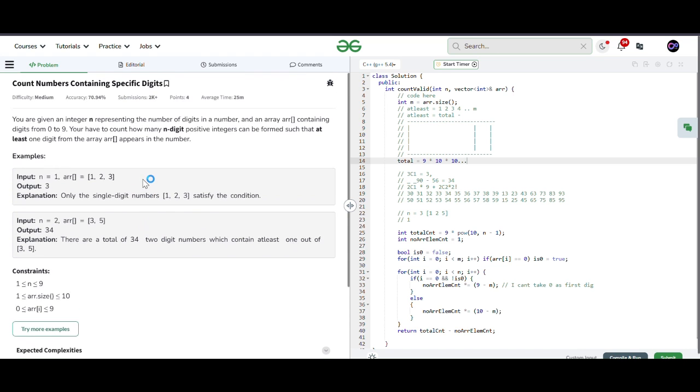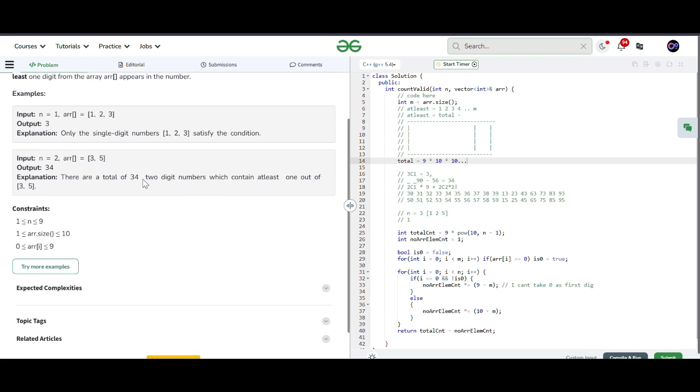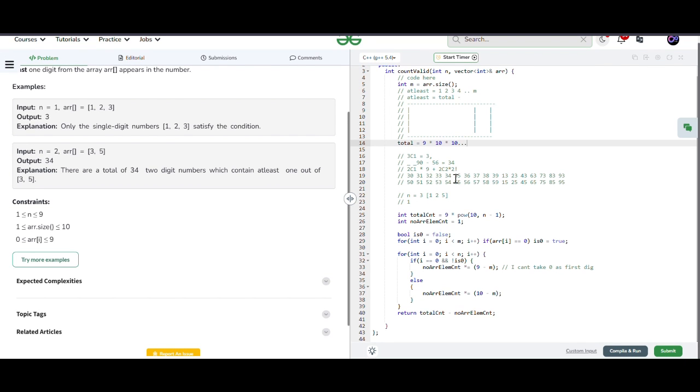Let's take this second test case. You would be able to grasp this question much more clearly. So here n equals 2, so we have to generate two digit numbers, right? And this time the array has 3 and 5. Okay. So basically, what numbers can we generate? We can generate two digit numbers. Let's say I take only one digit this time, right?